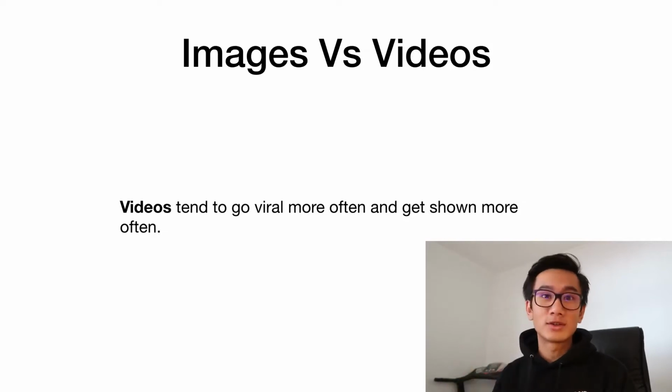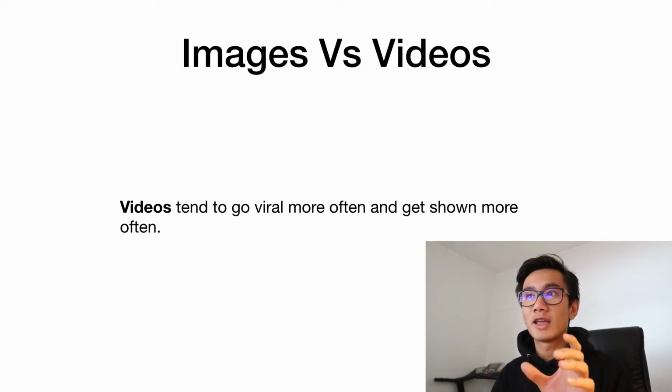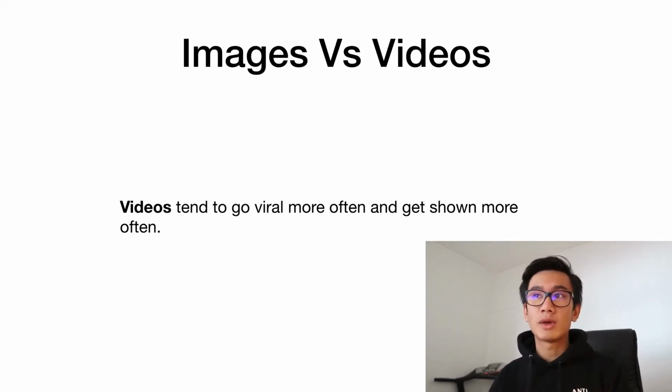How to create a viral Instagram post. Images versus videos. Videos tend to go viral more often and get shown much more often. So I definitely recommend using video posts because they just tend to go viral more often, and there's just more metrics for Instagram to go off, such as watch time, click-through rate, etc. Whereas images don't have those metrics and they just get shown much less.